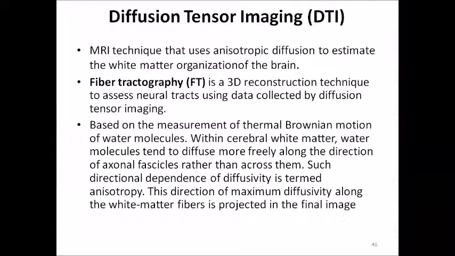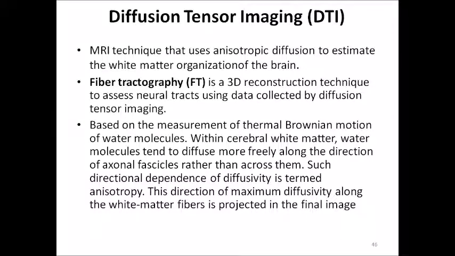Diffusion tensor imaging is an MRI technique that uses anisotropic diffusion to estimate the white matter organization of the brain. Fiber tractography is a 3D reconstruction technique to assess the neural tracts, using data collected by diffusion tensor imaging. It is based on the measurement of the thermal Brownian motion of water molecules, as water molecules tend to diffuse more freely along the direction of the axonal fascicle rather than across them. Such directional dependence of diffusivity is termed anisotropy.